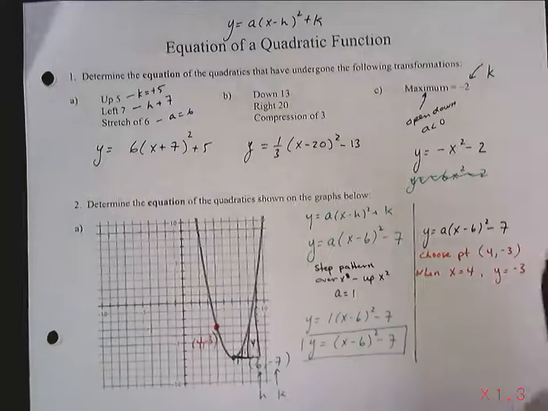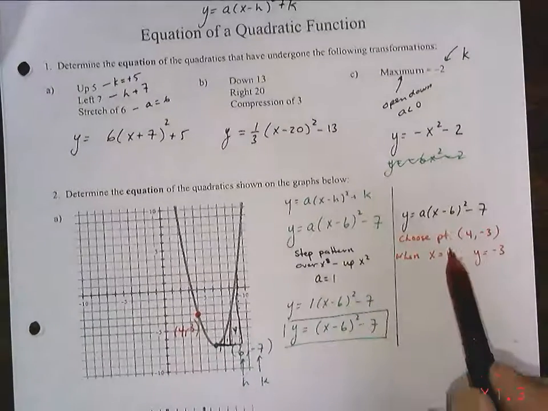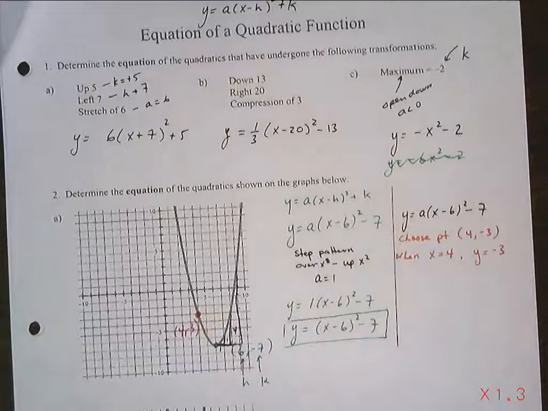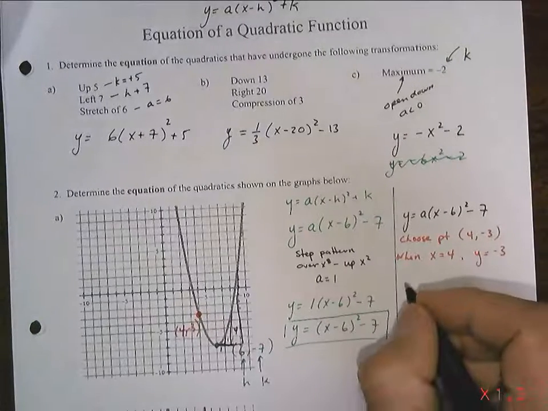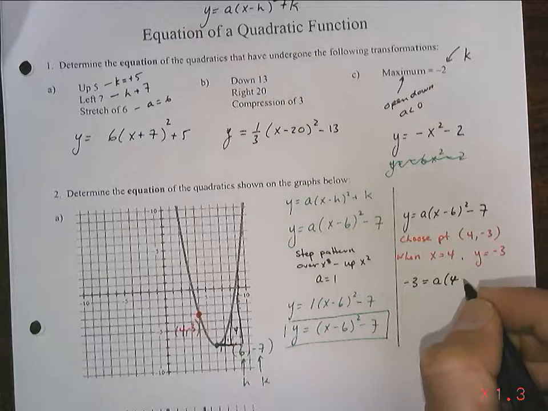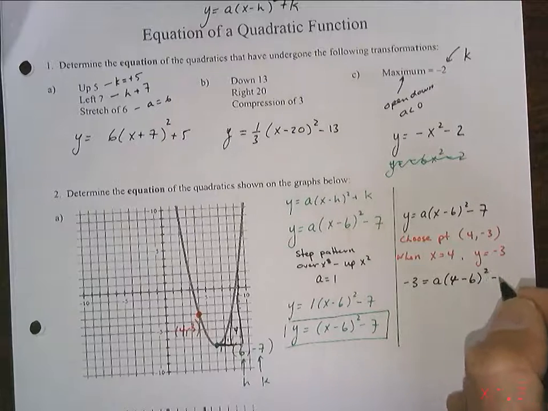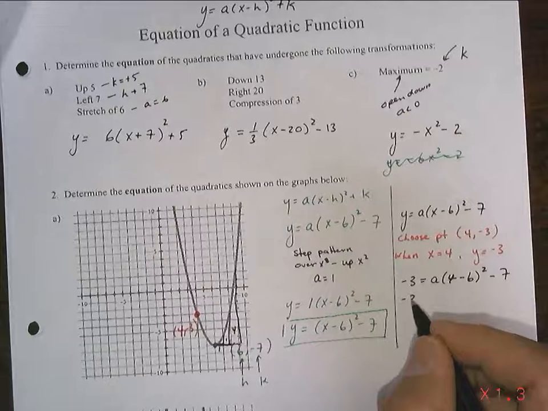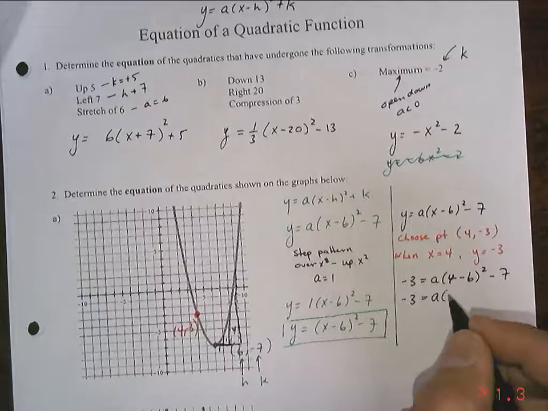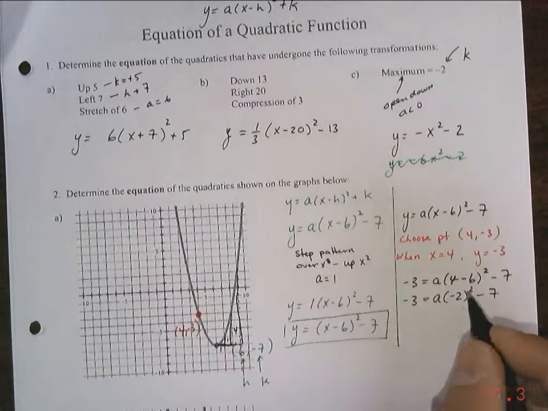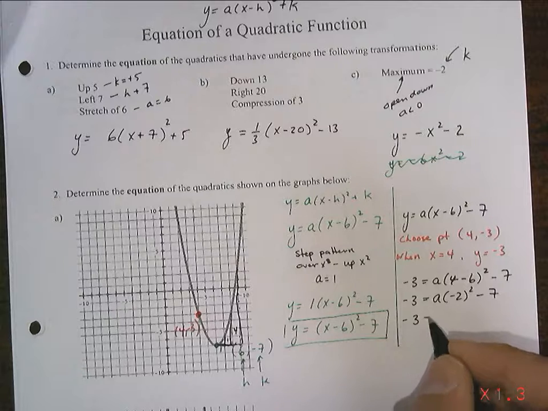Now that's going to be very useful, because if I put in this value of 4 for x and this value of negative 3 for y, I can solve for a. So we're going to have negative 3 equals a(4 minus 6) squared minus 7. Order of operations has to occur, so I get negative 3 equals a(negative 2) squared minus 7. Negative 2 squared is 4, so negative 3 equals 4a minus 7.